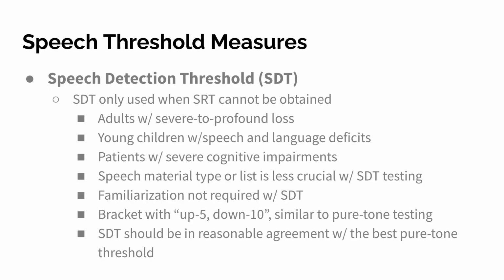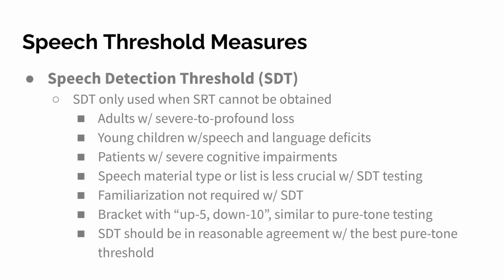So the SDT is only used when the SRT cannot be obtained: adults with severe to profound hearing loss, young children with speech and language deficits, patients with severe cognitive impairment. Speech material type or list is less crucial with speech detection threshold testing. If you're into pediatrics, you might just use ba ba ba ba ba, ma ba ba ba ba. You might use nonsense syllables like that. Familiarization is not required with an SDT.